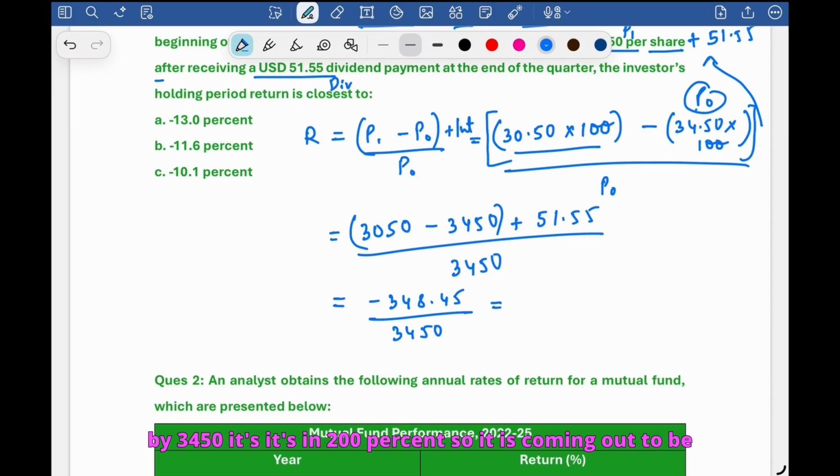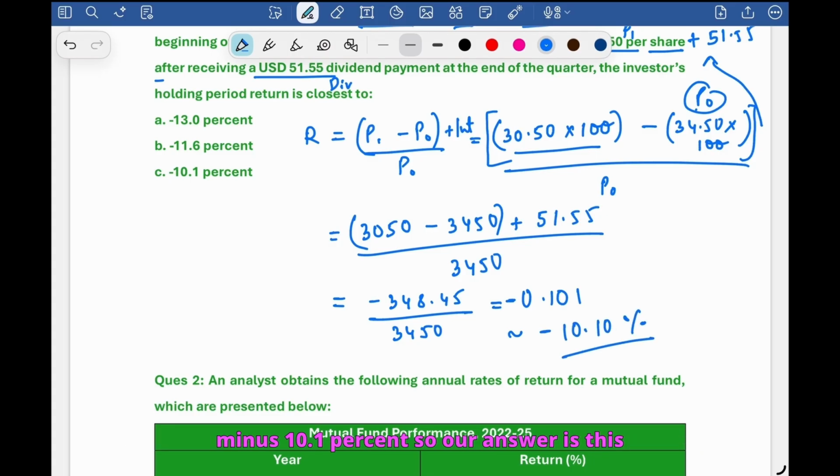So it is coming out to be 5 divided by 3450. It's coming out to be 0.10 minus 1. So you can say it is, in terms of percentage, minus 10.1%. So our answer is this one.